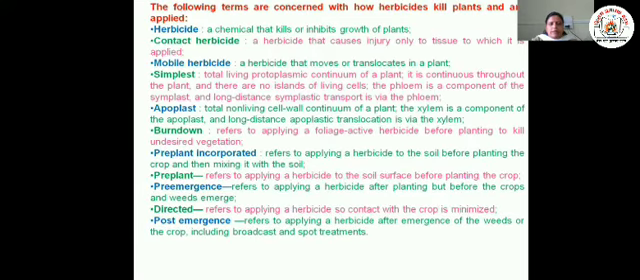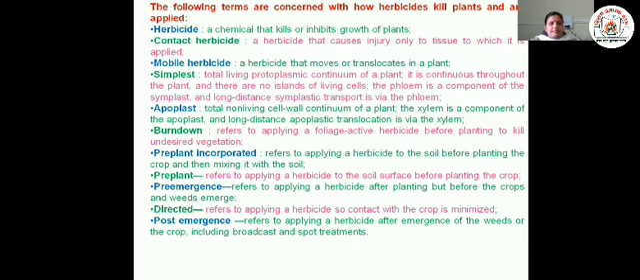The following terms are concerned with how herbicides kill the plant. What is meant by herbicide? A chemical that kills or inhibits the growth of a plant is known as a herbicide. Contact herbicides: herbicides that cause injury only to the tissue to which they are applied. Mobile herbicide: a herbicide that moves or translocates in a plant.